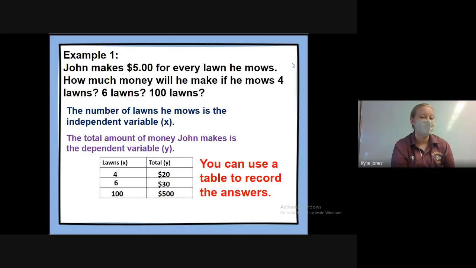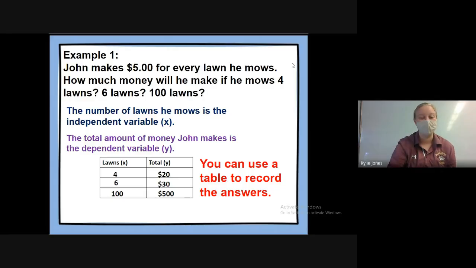My thought process is if you have enough business to mow 100 lawns, you should up your price and make it $10 a lawn. Make some profit there. I charged my grandparents $50. You got to charge what you're worth, right? If you're good at what you do, you got to charge more money for it.